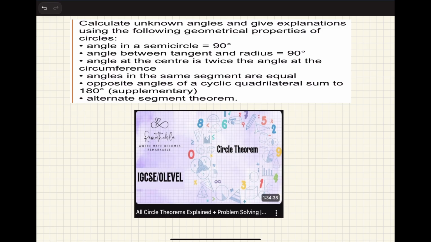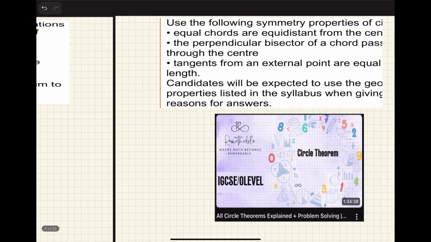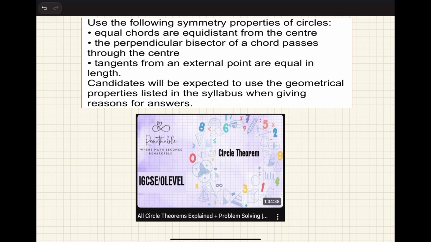If any of the theorems shown here look unfamiliar or confusing, please go back and revise them. I've covered every single circle theorem in detail in the video shown in the thumbnail, so make sure you're completely confident with those before moving on. Now that we're clear on that, let's dive into the questions. As always, I recommend that you pause the video and try each question yourself first. Once you're done, you can compare your solution with mine. Alright, let's get started.